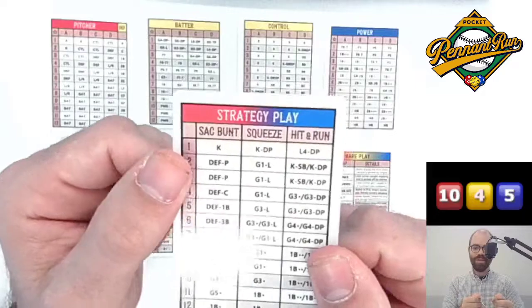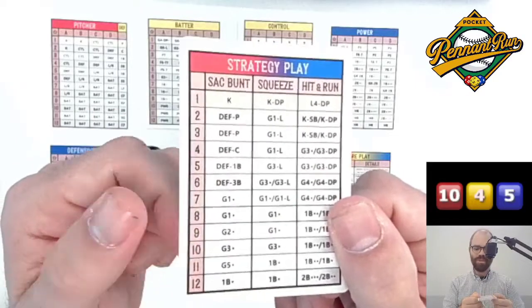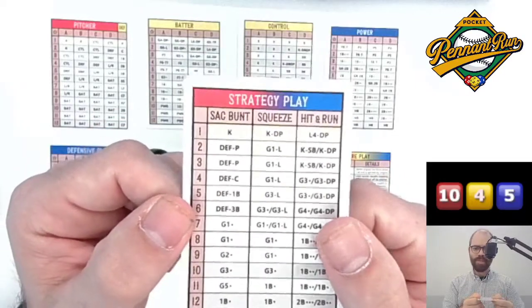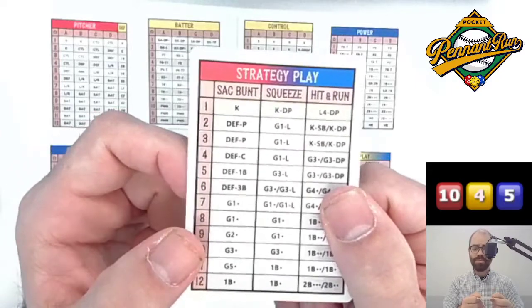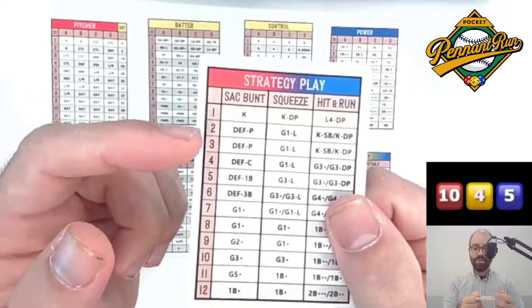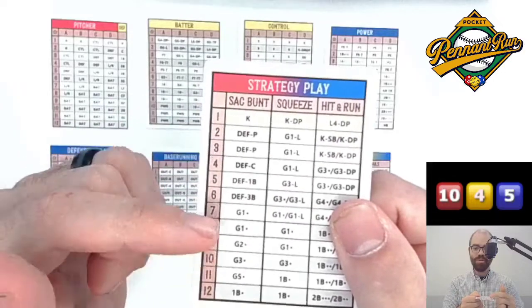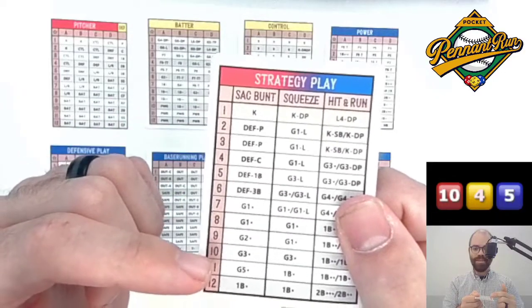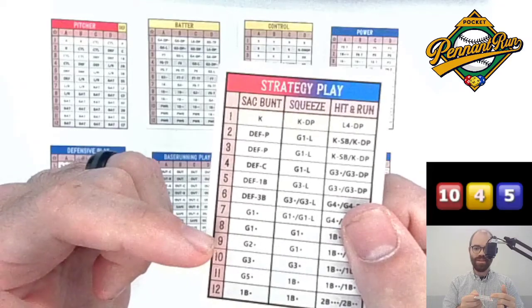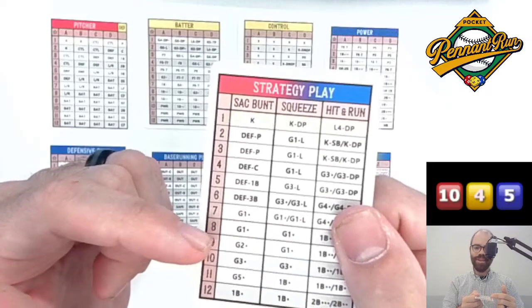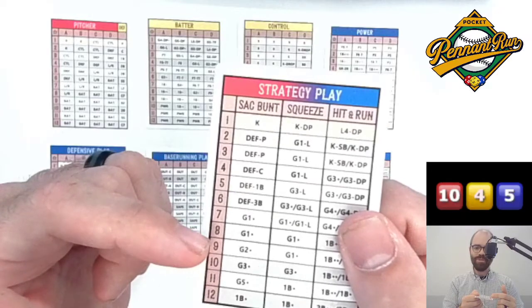Okay, sac bunt. We'll talk about that real quick. Though it is the same as the previous game, you're going to roll both the red and blue die for the sac bunt. The red die is going to determine what row you look at. And say, for example, you land on a 9, that's a sac bunt to the catcher, and the batter's thrown out and the runners advance.